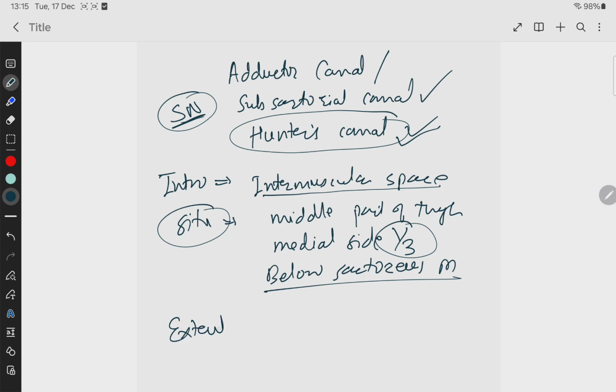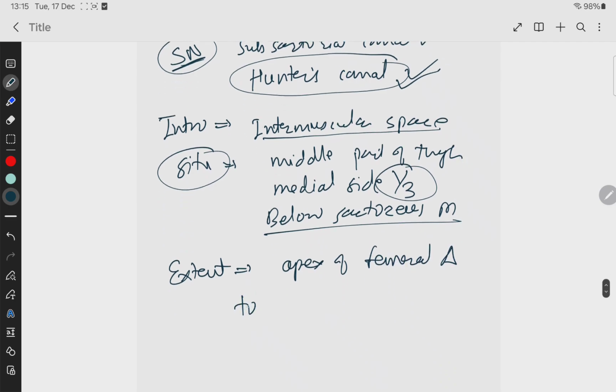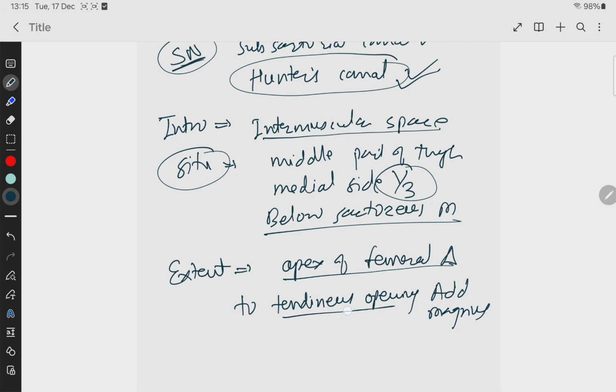What is the extent, from where to where does it lie? From the apex of the femoral triangle to the tendinous opening in the adductor magnus muscle. So from the apex of the femoral triangle to the tendinous opening of the adductor magnus, there is the extension of the femoral triangle, the adductor canal.